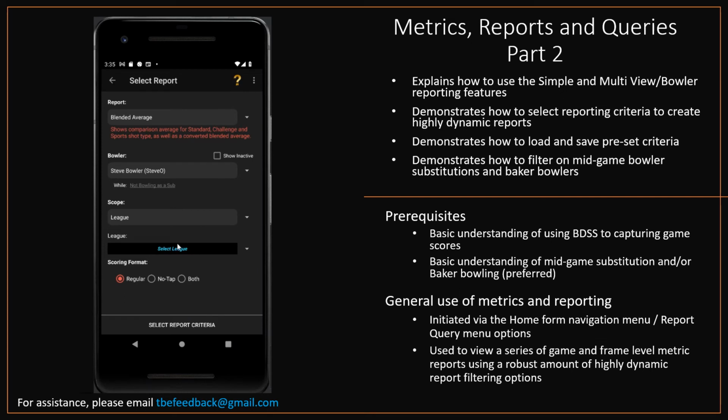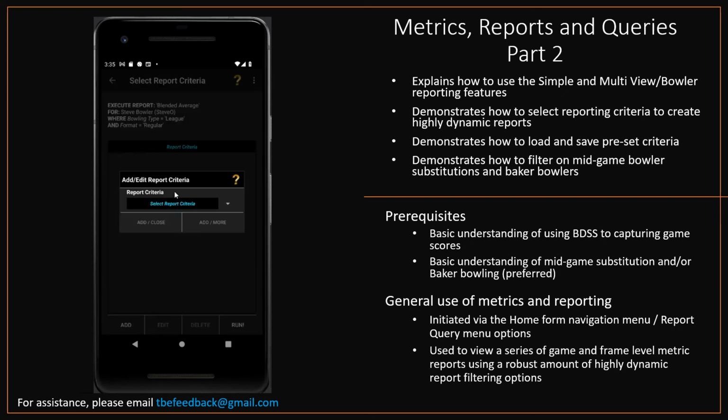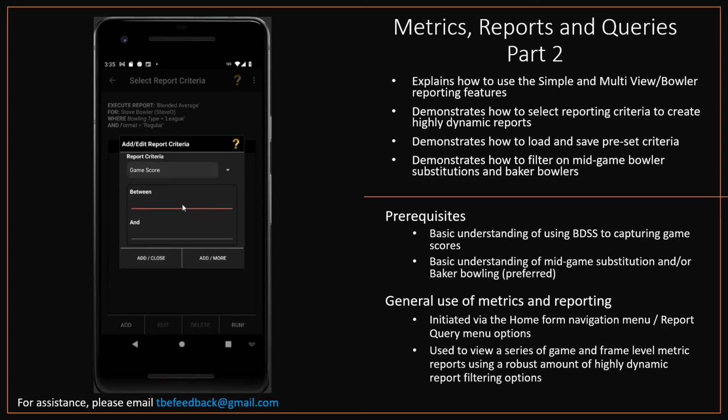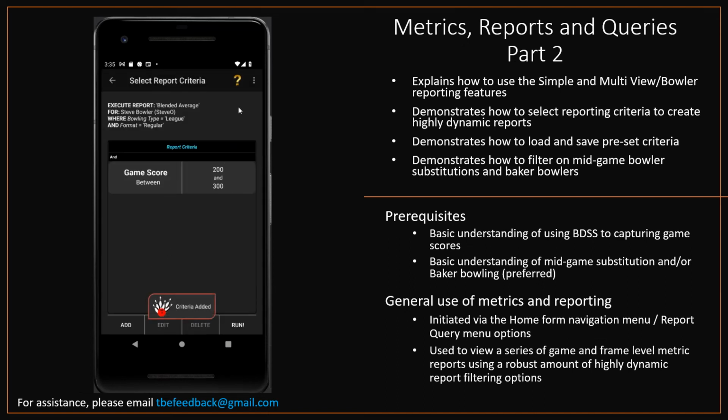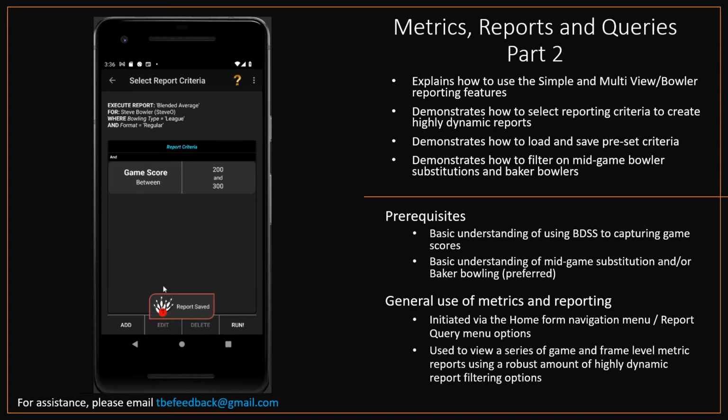You can save your report criteria to use at a later time. To demonstrate, let's add a rule. Let's just add a game score between 200 and 300. Click Add, Close. Then on the top right, you can click Save Report. Type in a report name. I'm just going to call it Report 1. And click Save Report. Okay, my report's been saved.